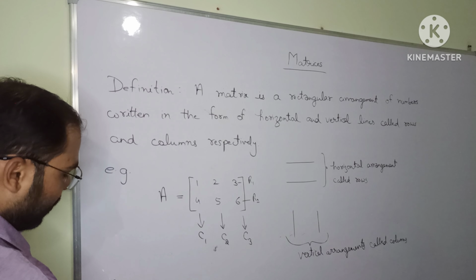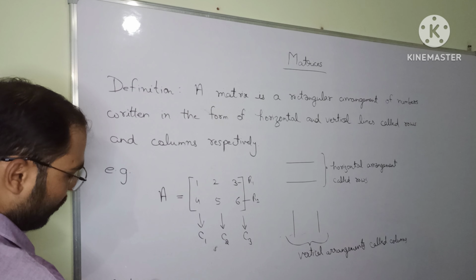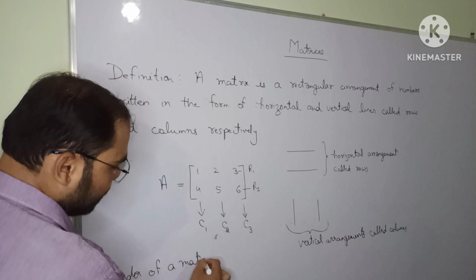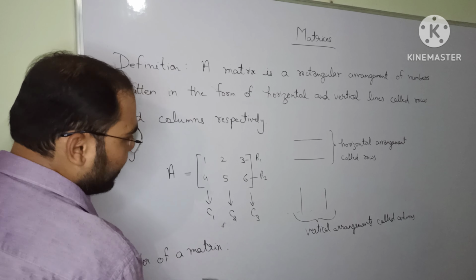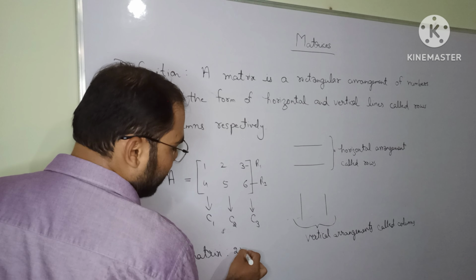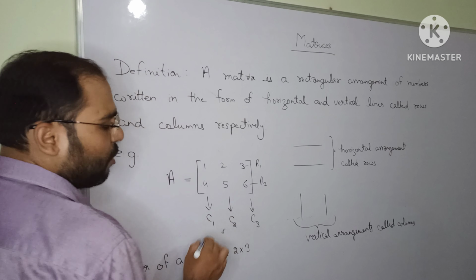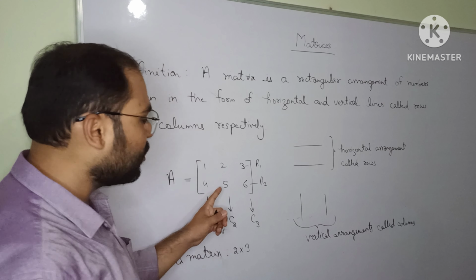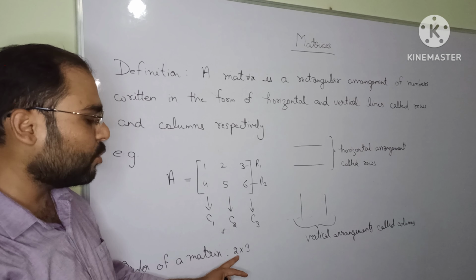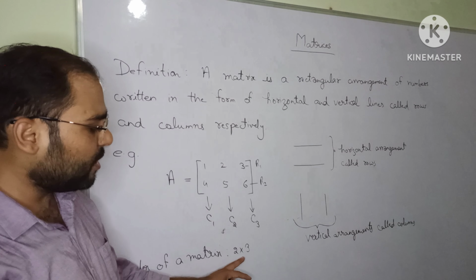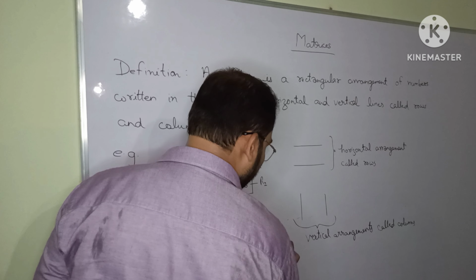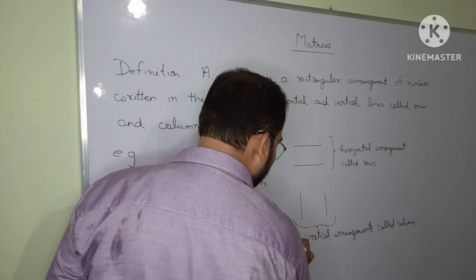Now what is the order of a matrix? If we multiply the number of rows with the number of columns, then we get the order of the matrix. Here the order of the matrix is 2 by 3. We will write it as 2 into 3, but it is read as 2 by 3. So the order of the above matrix will be read as 2 by 3.